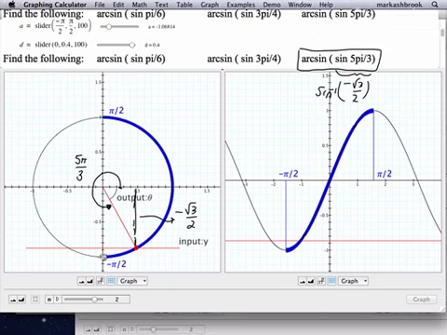So what angle from negative pi over 2 to pi over 2 gives us that vertical height, negative radical 3 over 2? This angle right here. You see? That's the angle we need, which is negative pi over 3. Is this making sense? You say no?